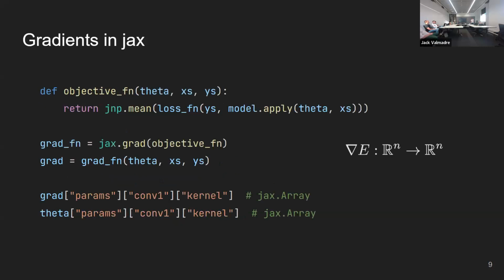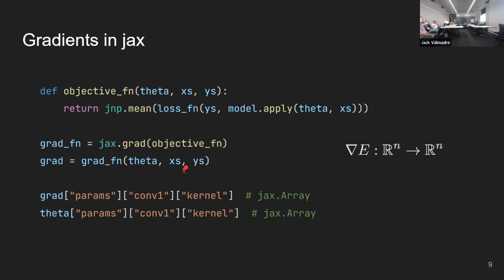Okay, and in JAX, it looks very different. What we need to do is define our objective function. So it's going to be the mean of the loss comparing the y's and the evaluation of the model. And then we can just use jax.grad to get a function that computes the gradient. So here we're using jax.grad, it takes a function and returns a function. And grad will always do just the gradient with respect to the first input. So if you want to do multiple arguments, you have to put them together.